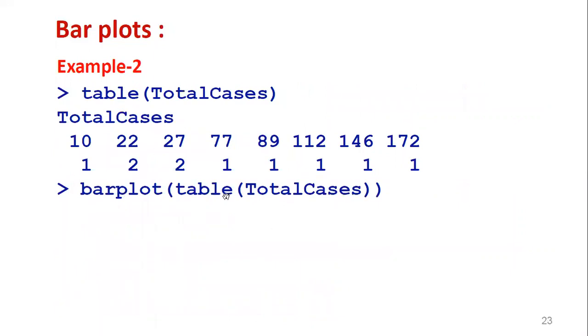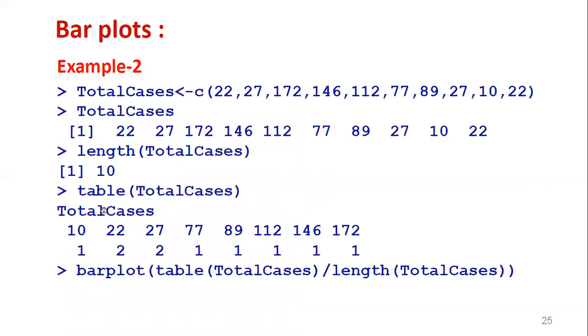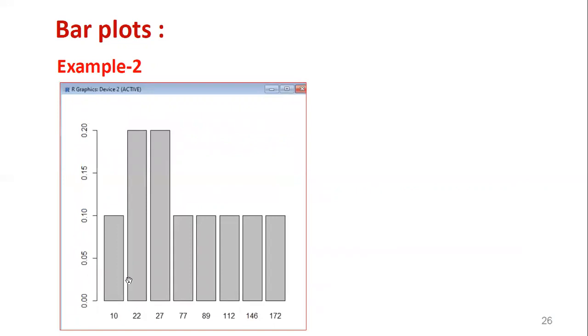Bar plot of table of total cases. This is the output we will get based on the cases. Category wise, one bar is created based on its repetition count. So values occurring one time will be at level 1, and those occurring 2 times will be at level 2. Now this is using relative frequency, bar plot of table of total cases by length of total cases. You can see the values are distributed into percentages: 0, 0.05, 0.10, like that.